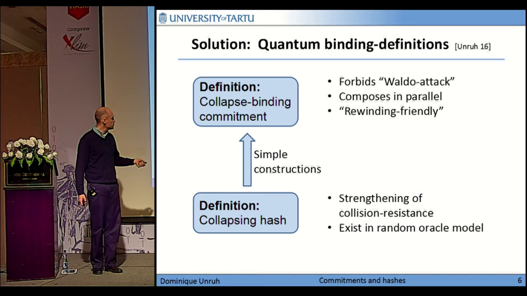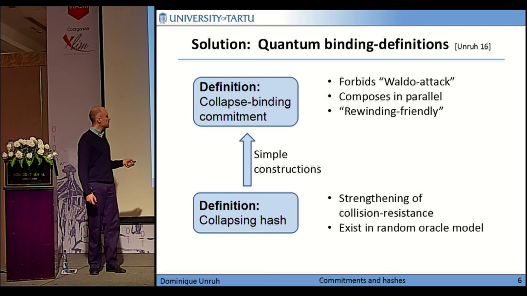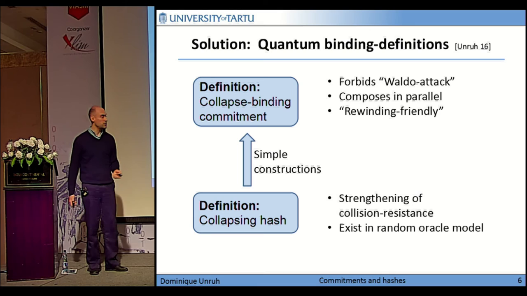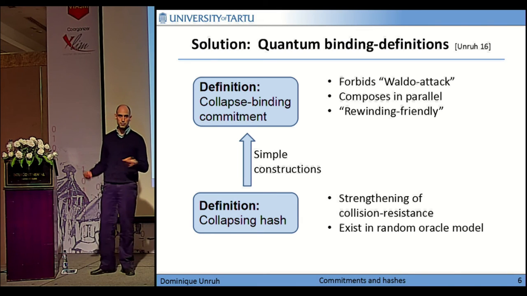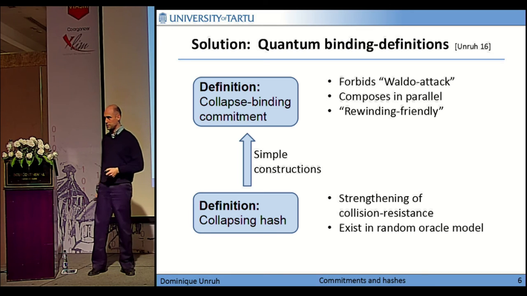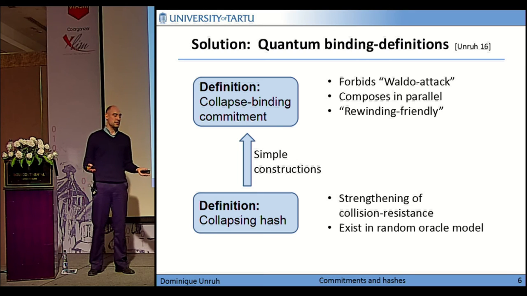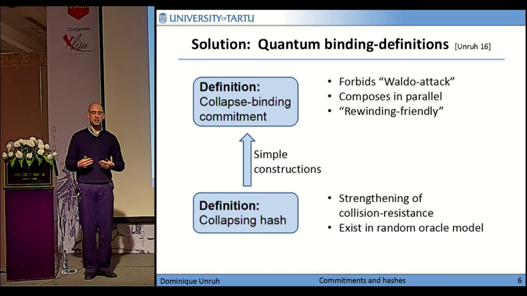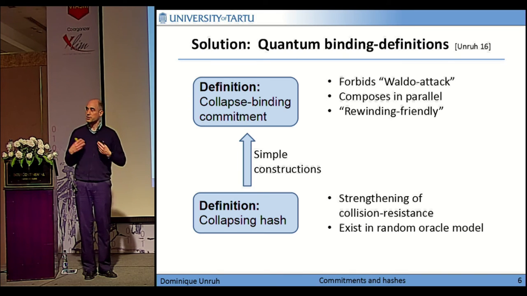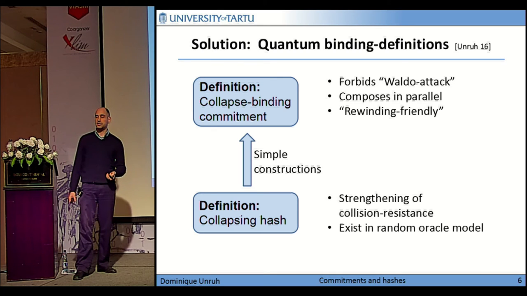Well, that was the second contribution. Another notion was introduced, a security notion for hash functions called collapsing hash functions. And it was shown that with kind of standard constructions from the classical world, a collapsing hash function implies a collapse binding commitment, so a commitment that is good for all purposes that we know. Collapsing is a strengthening of the notion of collision resistance, and I claim it is what we actually want from a hash function in a post-quantum setting. And it was shown that such functions exist in the random oracle model.